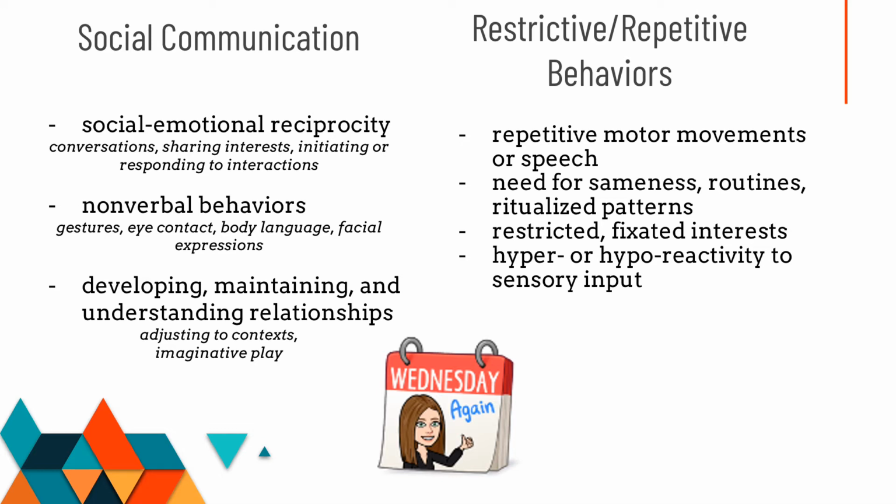Additionally, your students with autism will have some differences or deficits in regard to restrictive or repetitive behaviors. They may have repetitive motor movements such as hand flapping or speech with repeated words or phrases. They may have a very strong need for sameness, routines, or ritualized patterns. Some may have restricted or fixated interests that are a bit more different than those of their peers. And they may also be either hyper or hyposensitive to different sensory input that they experience.